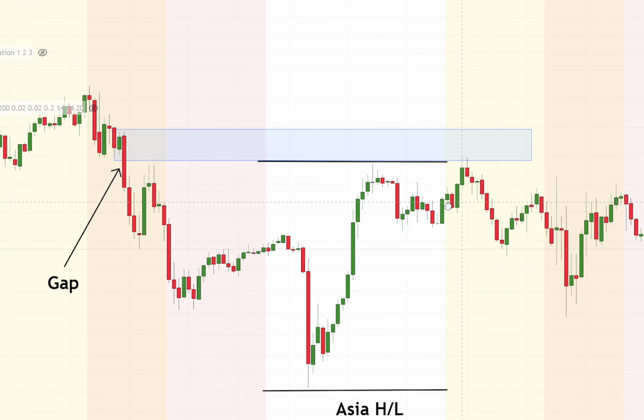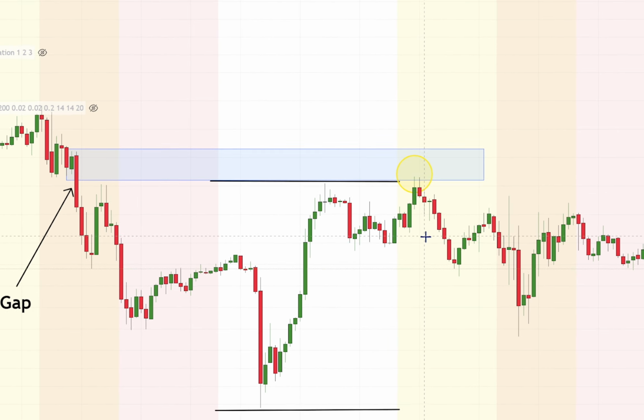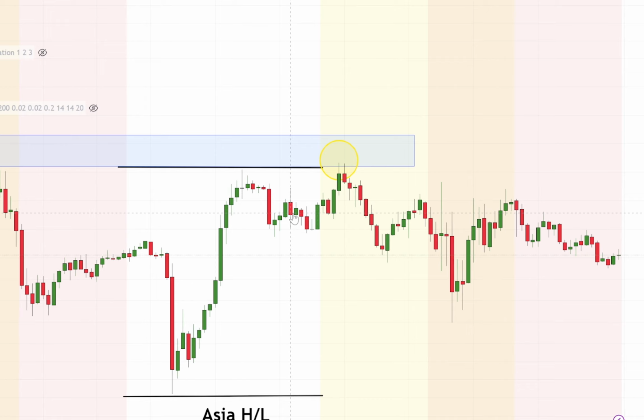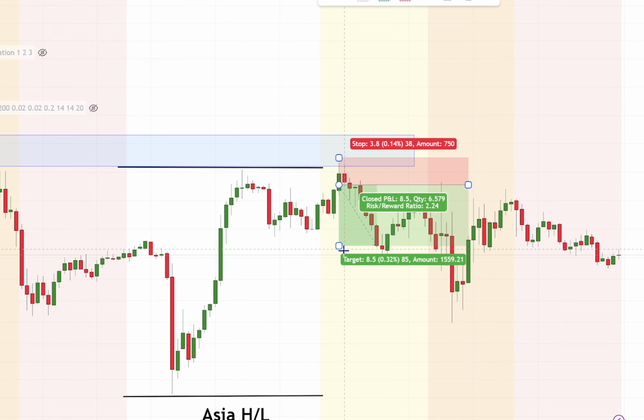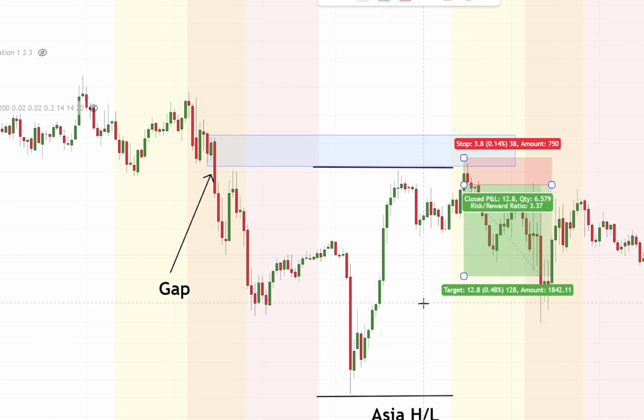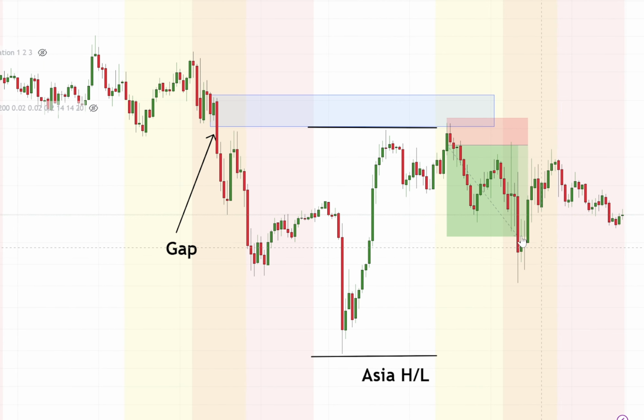During London, what do we see again? Right here, we fill in this gap. Even though we don't fill it in fully, a lot of the time, sometimes the gap does not get filled in fully. But what we want to see is price tapping back into that gap and sweeping liquidity, which is right above Asia high. After we see that, we get into the trade right here. We aim for our required risk to reward, and then we get in.